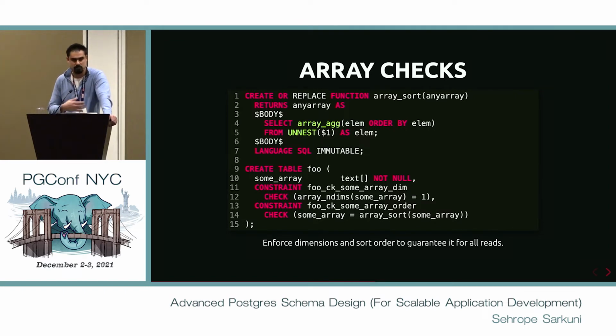So someone reading this could actually rely on the fact that the array itself is sorted and one-dimensional. Because if you have multiple systems interacting with a database, you cannot guarantee that one of them is not going to screw up and insert something it's not supposed to.